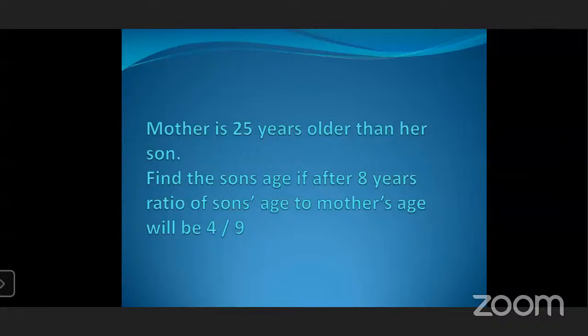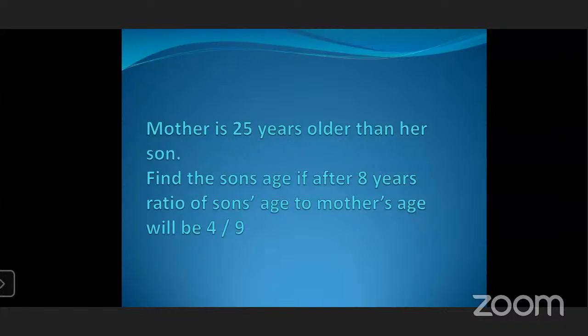10 plus 25. If the son's age is 10, the mother's age would be 10 plus 25, which is 35. If the son's age is 15, the mother is 25 years older, so 15 plus 25. What will the difference be? 15 plus 25, which is 40 years.